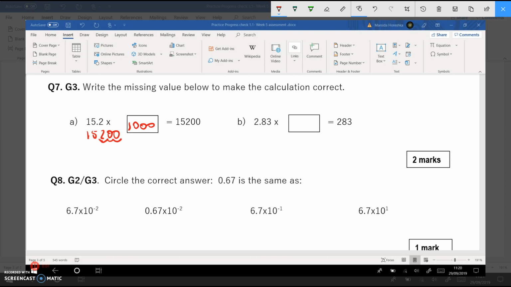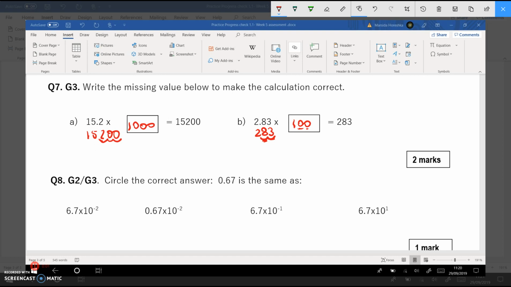2.83 has turned into 283. So the decimal point has shifted 1, 2 places to the right, that means we're multiplying by 100 because 100 has 2 zeros, just like the 2 places that the decimal point has shifted. Question number 8. Circle the correct answer. 0.67 is the same as which one of these?